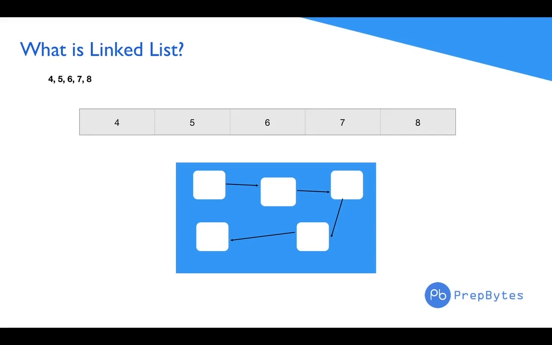The very first question that comes up is, what is a linked list? Here we have to store, let's say, 5 numbers: 4, 5, 6, 7 and 8, 5 integers. One option, obviously, is to store these integers in an array. What happens with an array is that all the data is stored in continuous memory location. So if this data is at address 1000, this will be at address 1004, this at 1008, 1012 and 1016. So this is continuous.